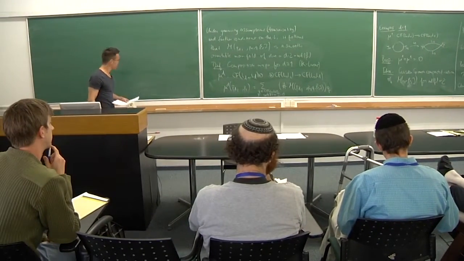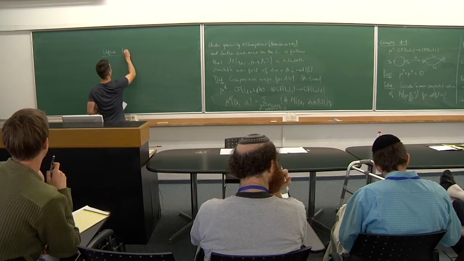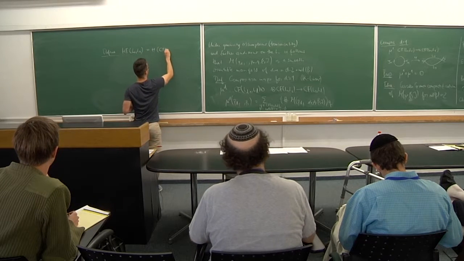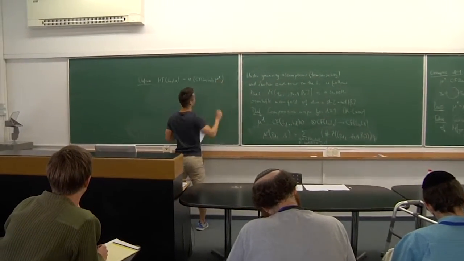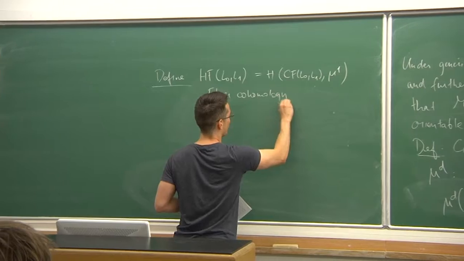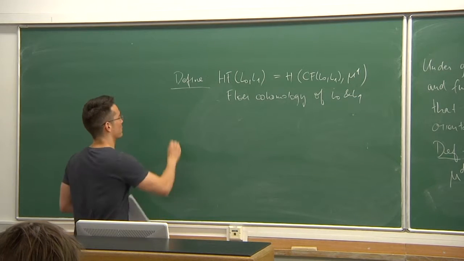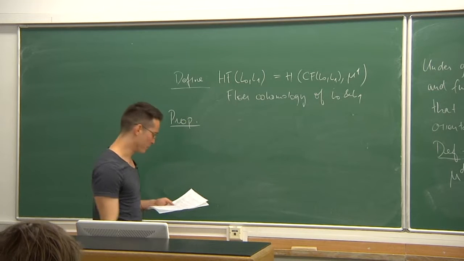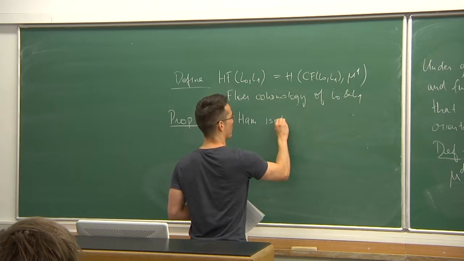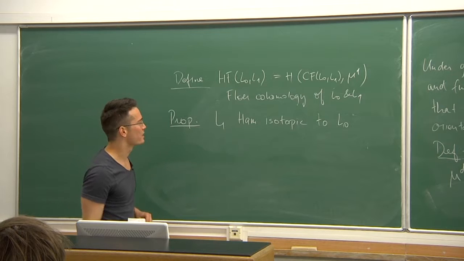Okay, so now we can make the following definition. We define the Floer cohomology of L1 and L0 to be precisely the cohomology of this Floer complex with this differential μ1. And there's another statement which states the following. If L1 is Hamiltonianly isotopic to L0, then this Floer cohomology is isomorphic to the singular homology of L0.